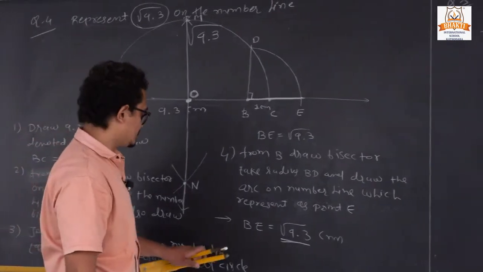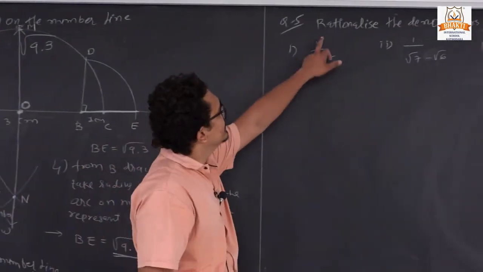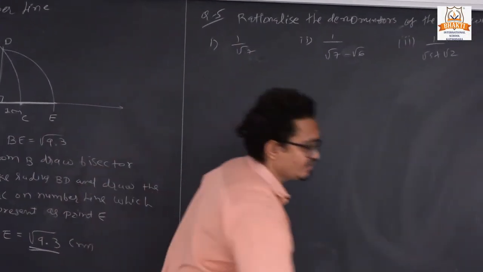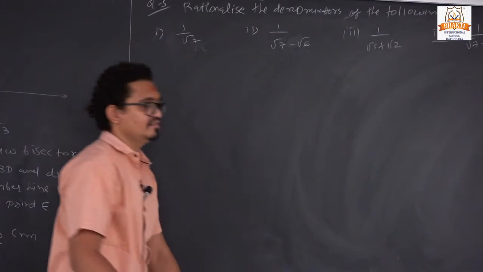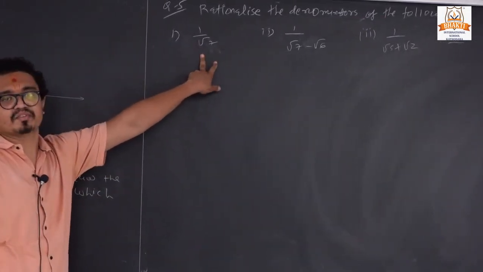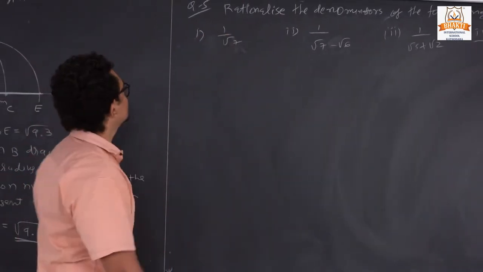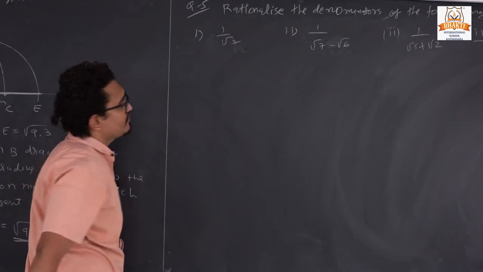So now the next question: rationalize the denominator. So rationalize means what? We rationalize its denominator term. It is very easy. So how can we rationalize that denominator? Let's start with question number 1.